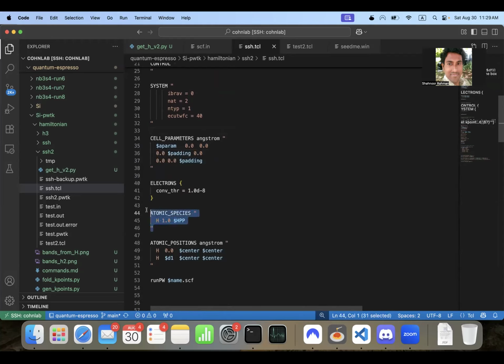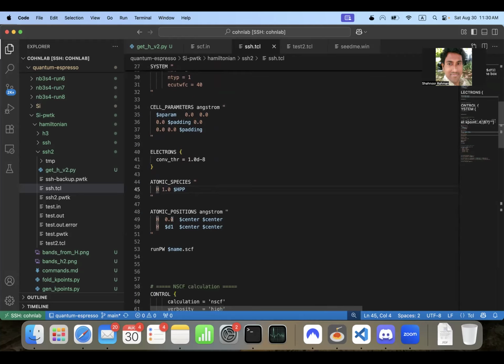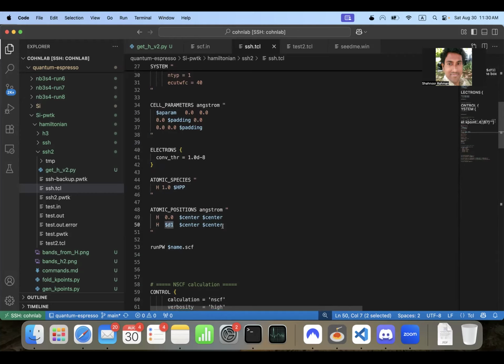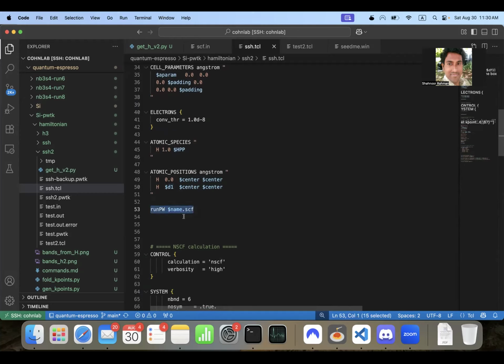And then atomic species, I'm just considering hydrogen atom, simple, because this is just a model, right? And atomic positions are their positions in the unit cell. The first one is at 0, second one is at D1. And you need to specify the center in a 3D system. So 0 and center of that box, D1 and center of that box. It's like a 3D system, 2 atoms in a 3D cell. You need to specify their coordinates. Then this is how we run the SCF computation.